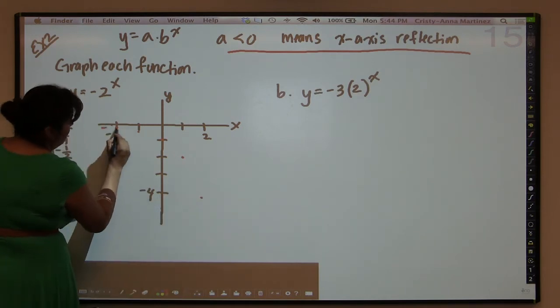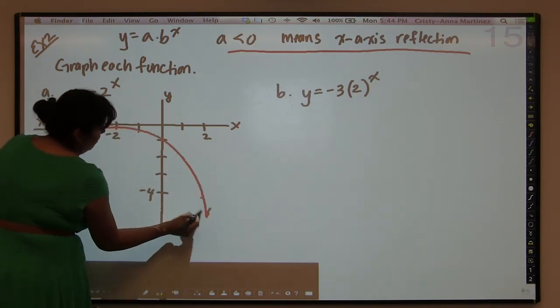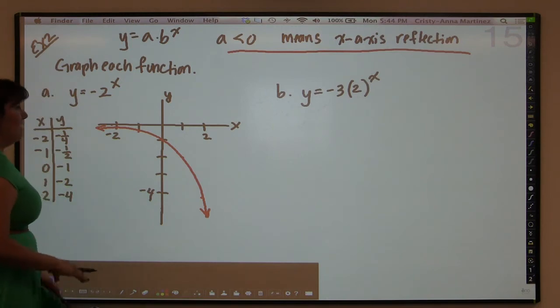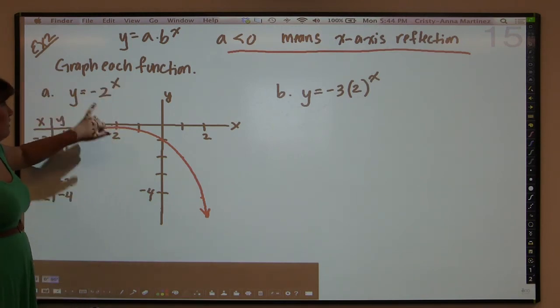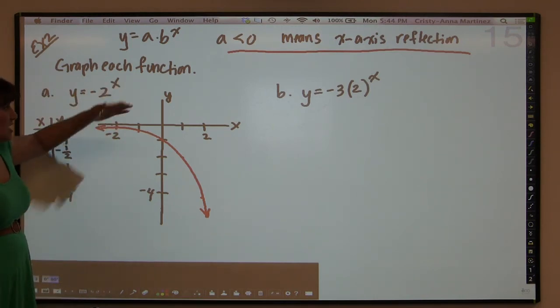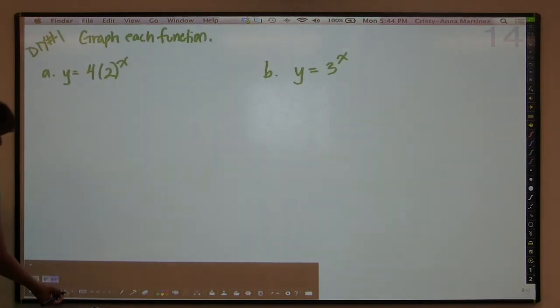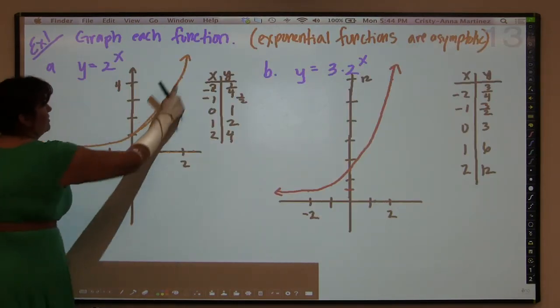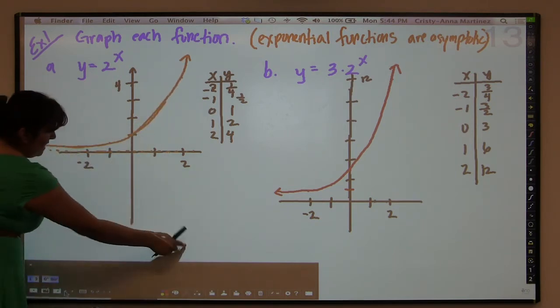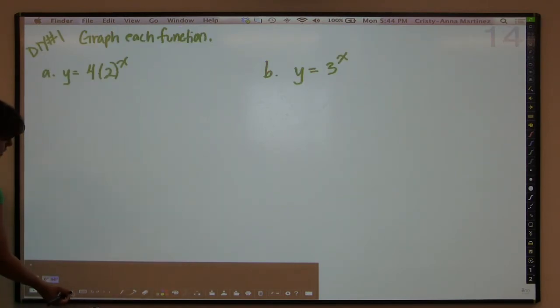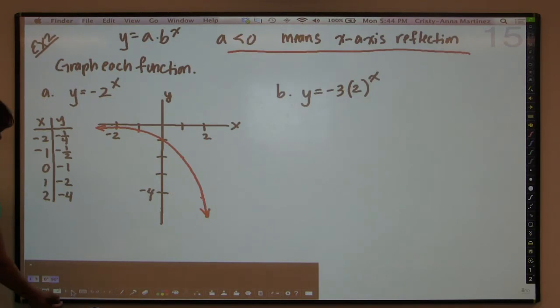And then you can see why we call this an x-axis reflection. It's basically a mirror image from y equals 2 to the x. So it just flipped over on the x-axis. You can see from here, this was y equals 2 to the x, and now we've graphed -2 to the x. So it was just a nice little x-axis reflection there for you.